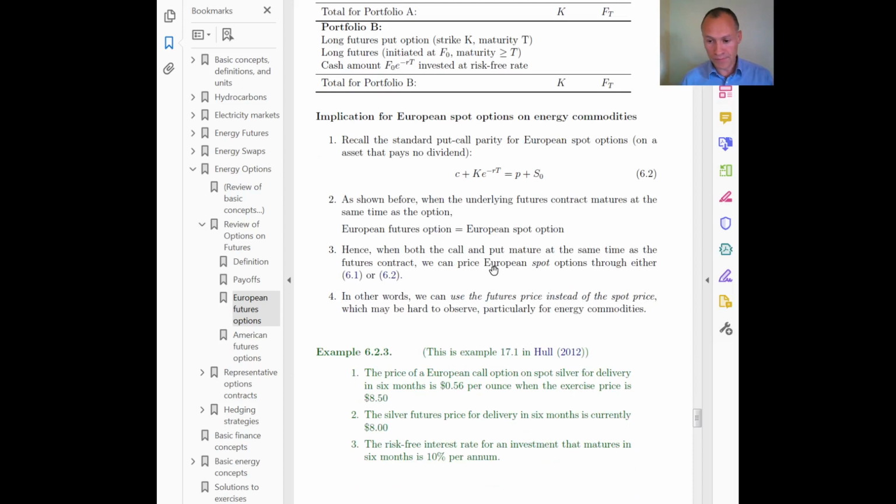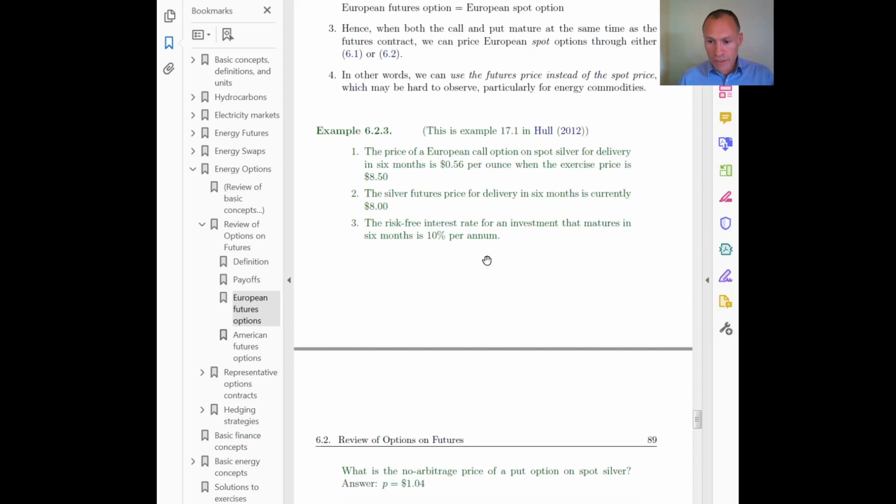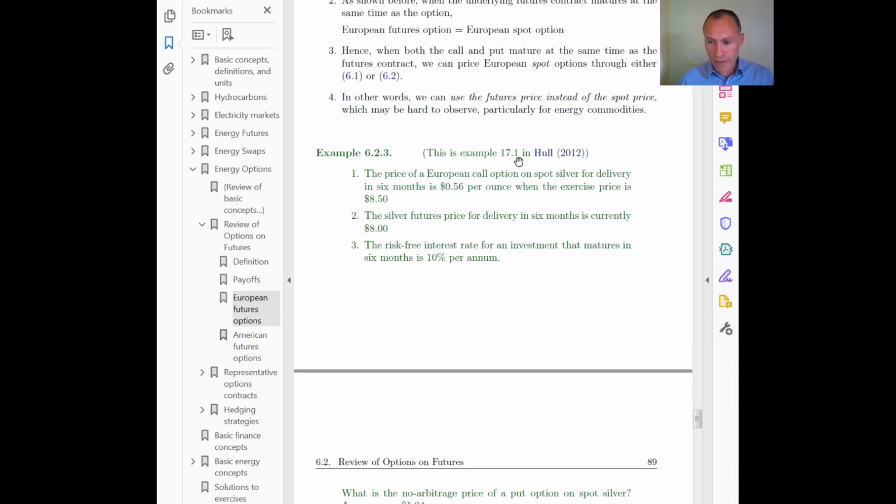So this is an example from Hull. Again, go to the book and see all the details if you have any doubts about what's going on. It's an option, not exactly on the energy assets we're going to look at. It's an option on silver. So it's a spot option on silver, with these properties.